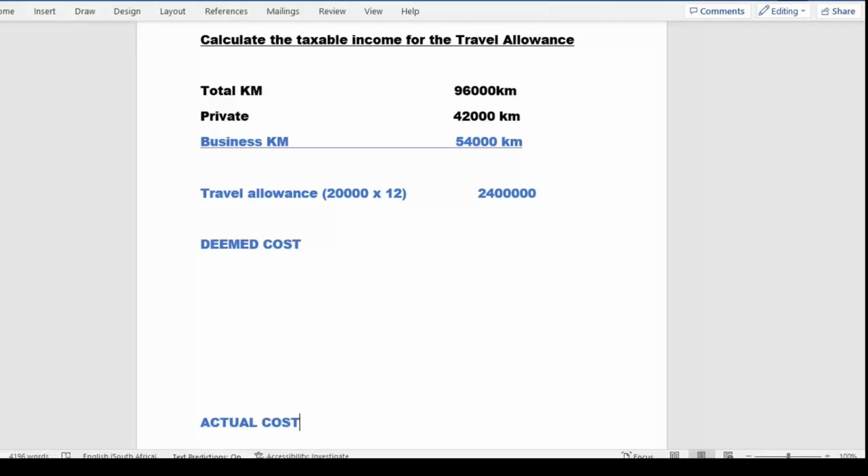Yes. All right. So basically what is going to happen is you're going to determine the fixed cost, and you're going to determine the maintenance, and then you're going to determine the fuel, and then we convert it to rands. Okay. So let's look at how much is the cost of the vehicle.